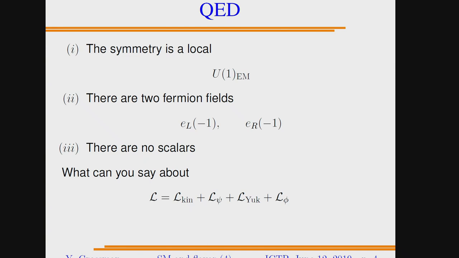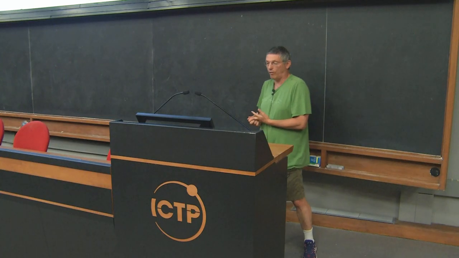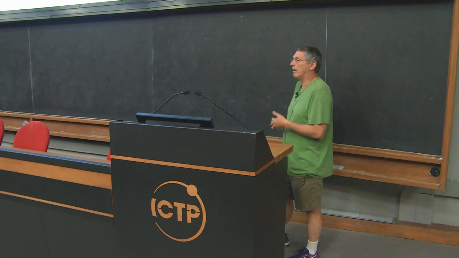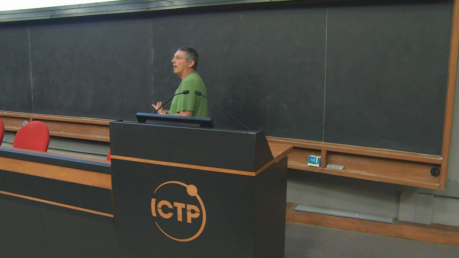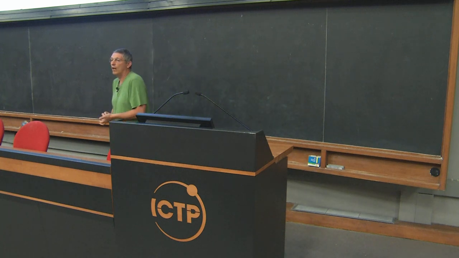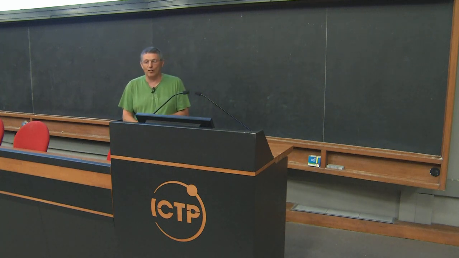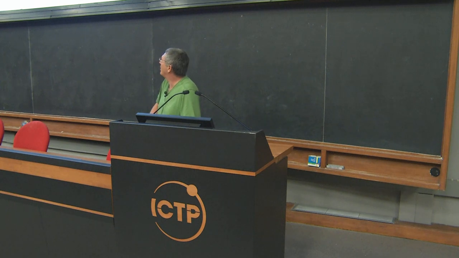And I remind you there are these 4 terms. Kinetic is the kinetic term for both the bosons and the fermions. The L_psi is the one that gives mass to the fermions. The Yukawa is the one that has fermions and scalars. And L_phi is the one that has just scalars. Okay? So to start with, out of these 4, can you tell me some that are 0?